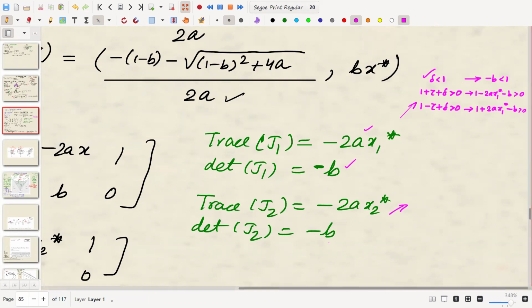So I gave you 2 different approaches. One, you can compute the eigenvalues as usual and put mod of lambda 1 less than 1 and mod of lambda 2 less than 1 and solve for stability. That is step 1. Step 2 is geometrical, that is the trace-determinant plane. Just these three conditions.